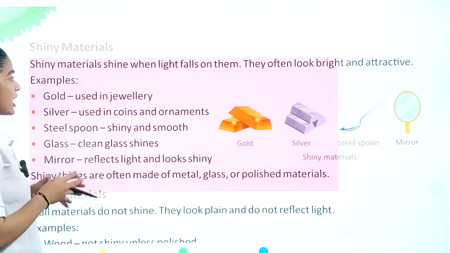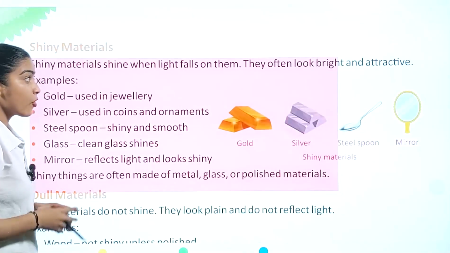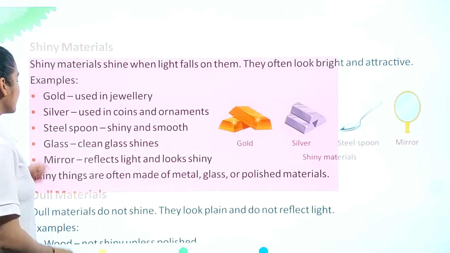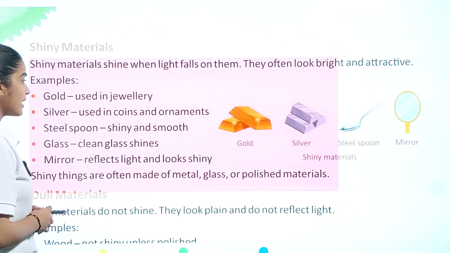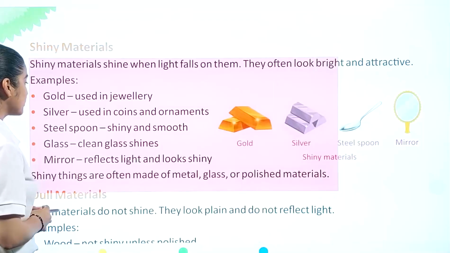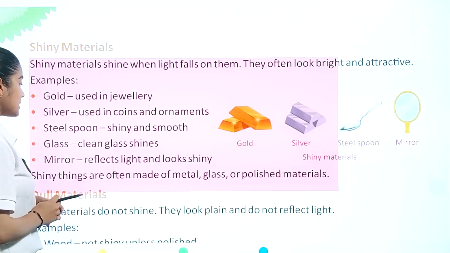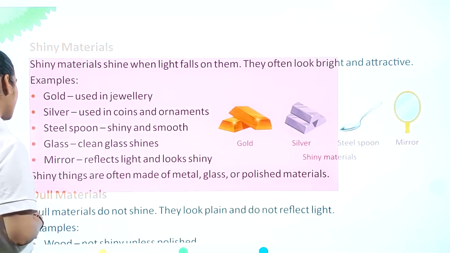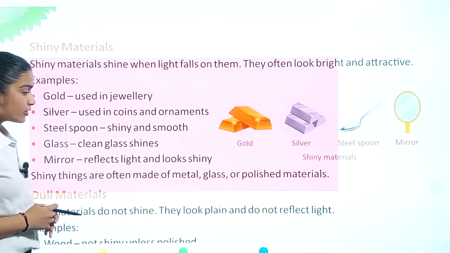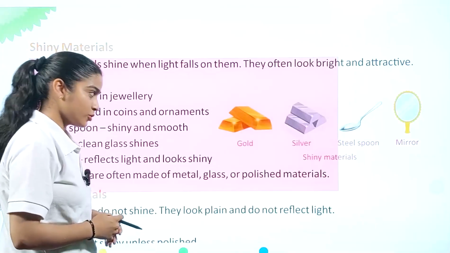Shiny materials shine when light falls on them. They often look bright and attractive. Examples: gold used in jewelry, silver used in coins and ornaments, and steel spoon shiny and smooth. Glass, clean glass shines, mirror reflects light and looks shiny. Shiny things are often made of metal, glass, or polished materials.